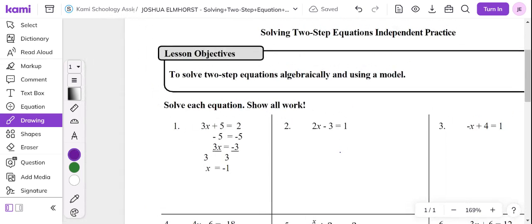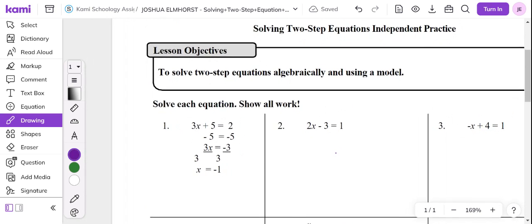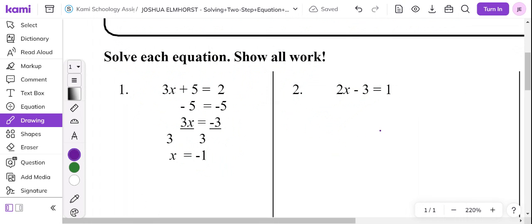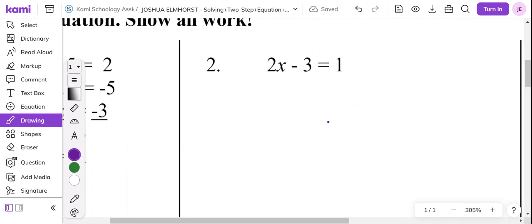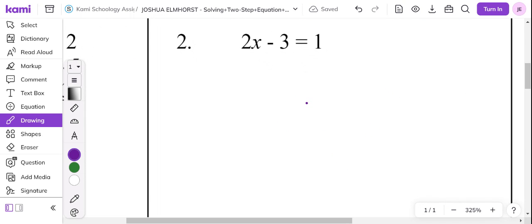This is Mr. Elmhorst with the help video for the Solving Two-Step Equations Mastery Practice. We're going to focus on the strategy that we've been using in class from the lesson.